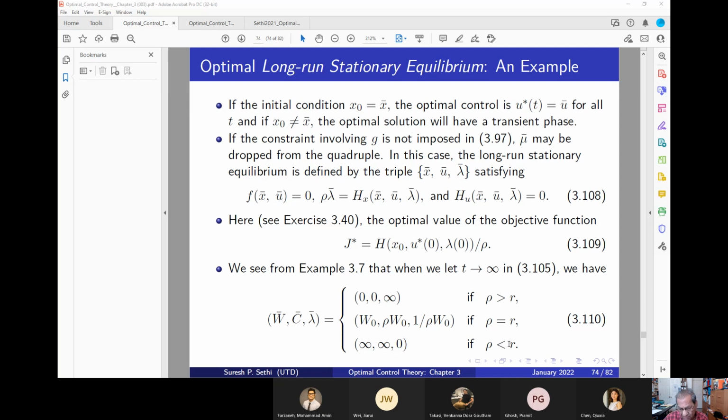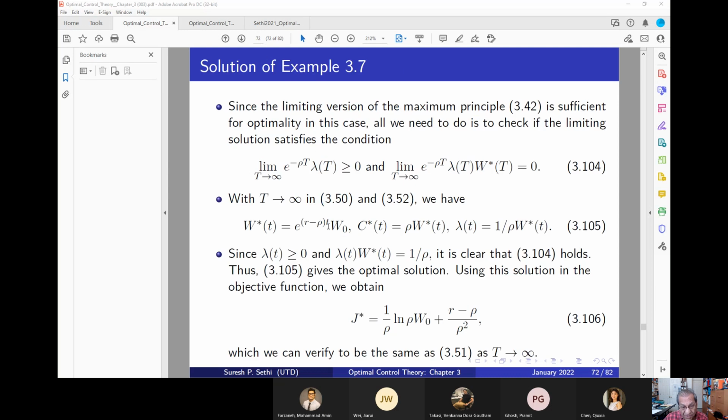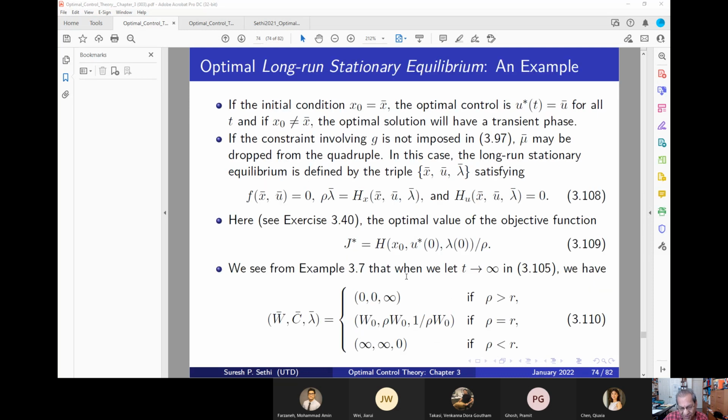If rho is less than R, you're going to go to bigger and bigger consumption, because this is increasing all the way to infinity. So again, you will never go to the equilibrium, because the equilibrium will be infinite consumption, and you will only approach this infinite consumption. Okay.